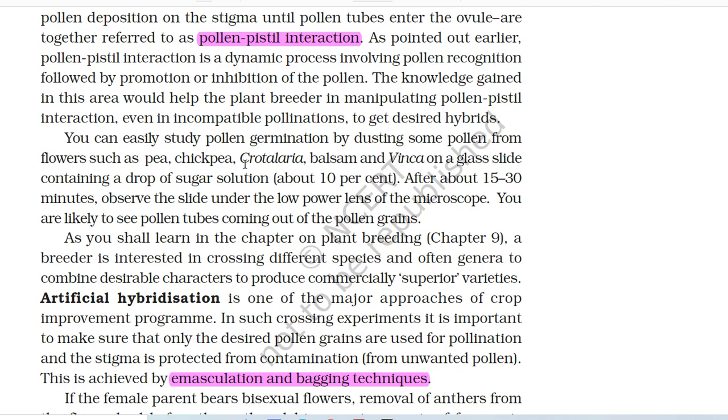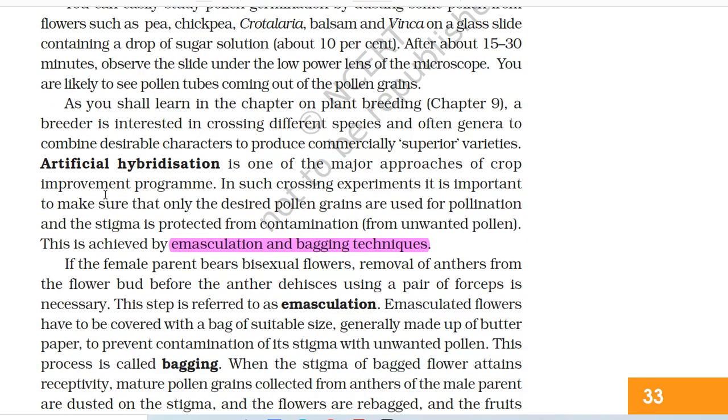You can easily study pollen germination by dusting some pollen from flowers such as pea, chickpea, Crotalaria, balsam, and vinca on a glass slide containing a drop of sugar solution, about 10%. After about 15 to 30 minutes, observe the slide under the low power lens of the microscope. You are likely to see pollen tubes coming out of the pollen grains. As you shall learn in the chapter on plant breeding, a breeder is interested in crossing different species and often genera to combine desirable characters to produce commercially superior varieties.